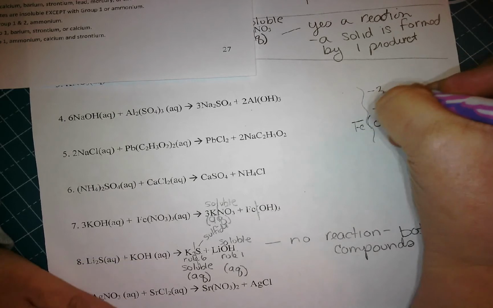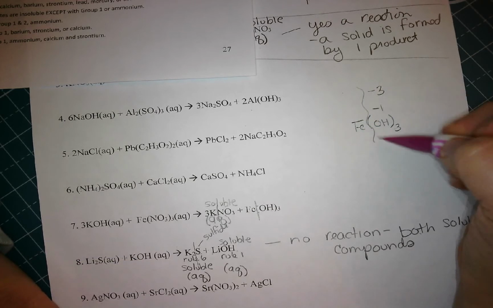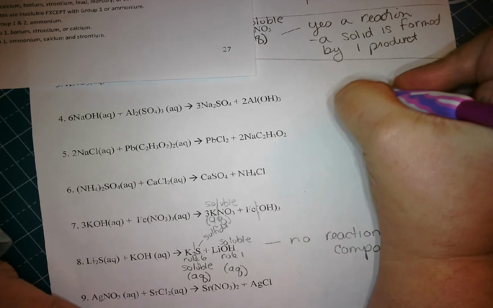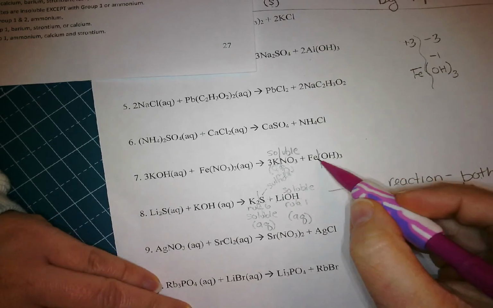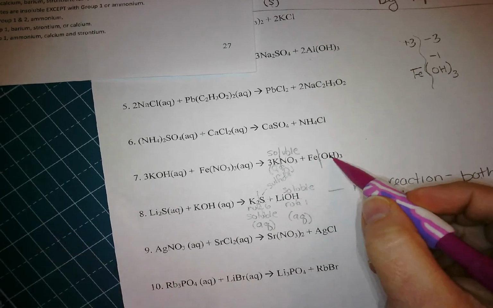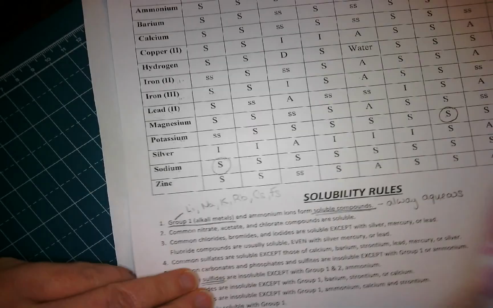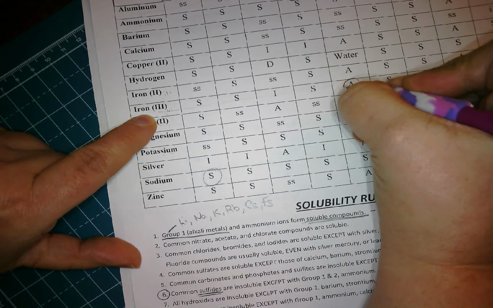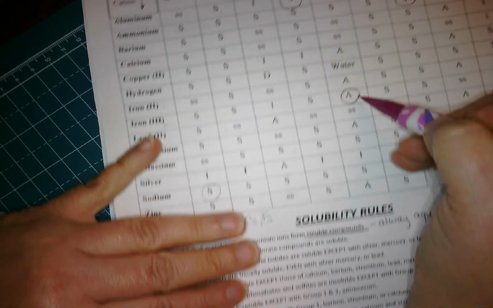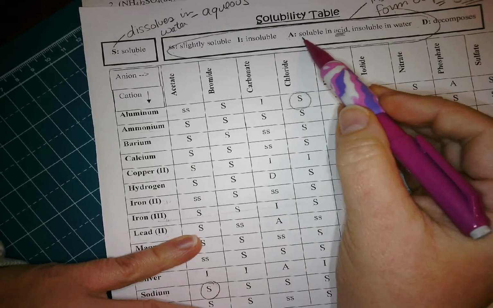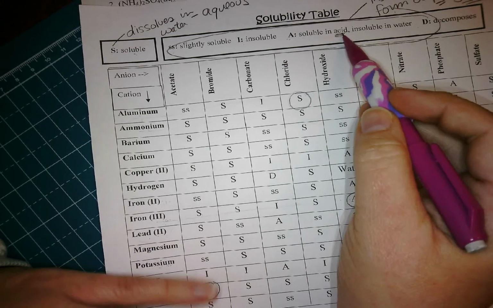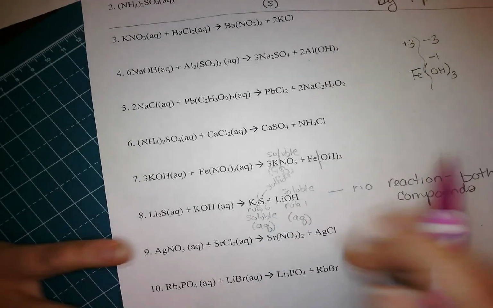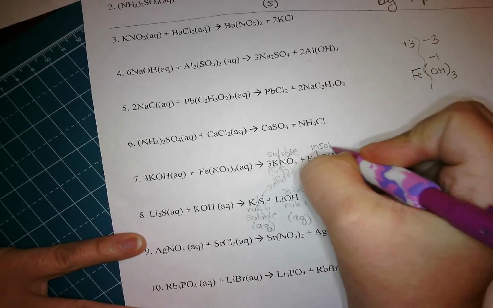So I'm going to go iron 3, and then I'm going to go over to hydroxide, and I get a capital A. Like if you look, soluble in acid. Well, I haven't dealt with acid yet. Let's keep reading. Insoluble in water. Okay, so it is insoluble. It forms a solid. I'm going to use an S. This reaction will happen, at least one solid is formed.